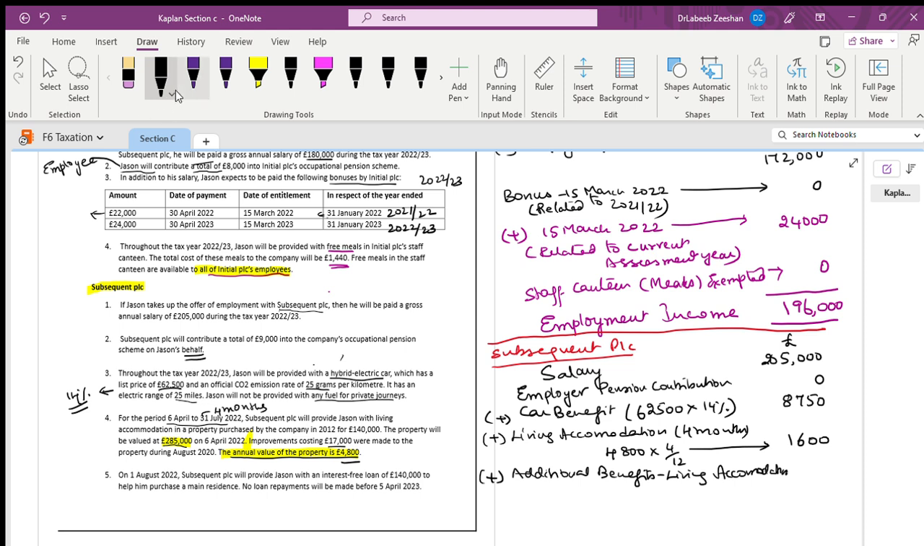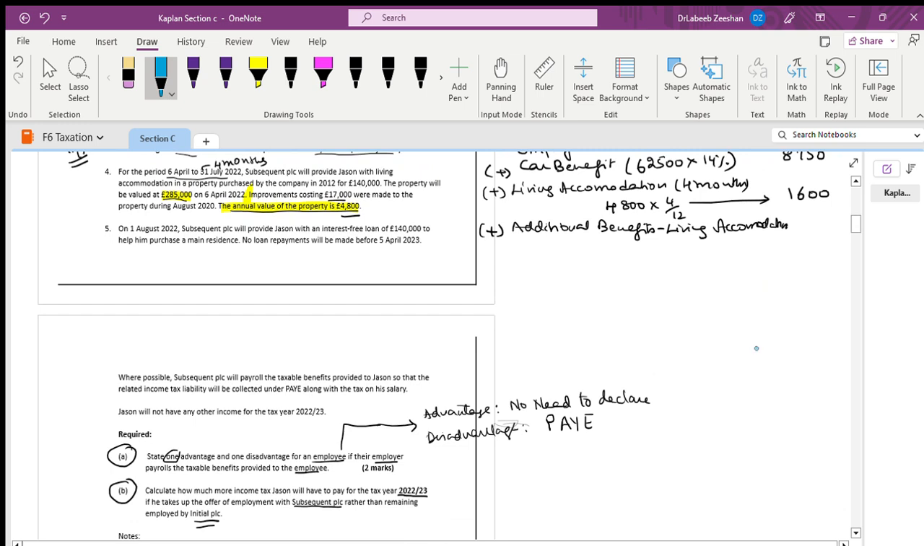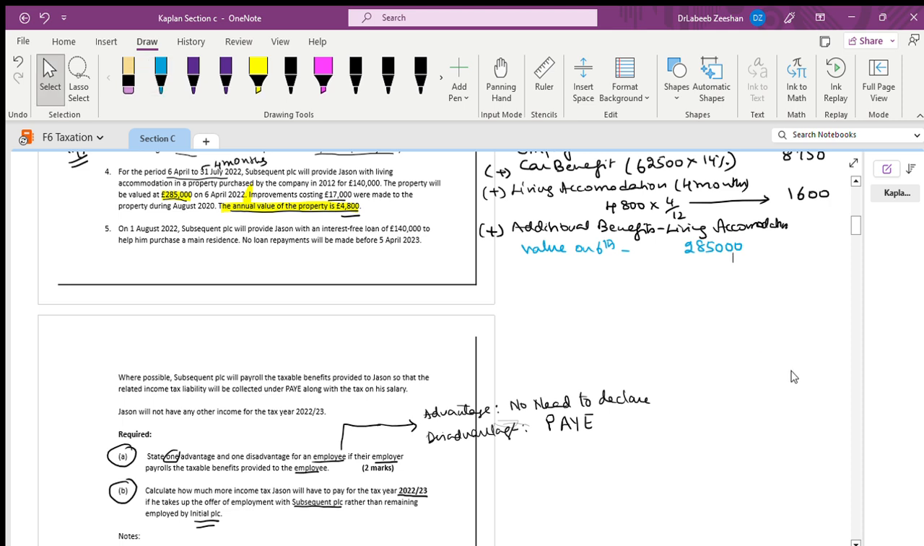See, I'm writing it with a different marker, this is the working. Now, how much is the value? The value on 6th is how much? The value on 6th is 285. Is it right? 285. Now, they have mentioned improvements costing 17,000.